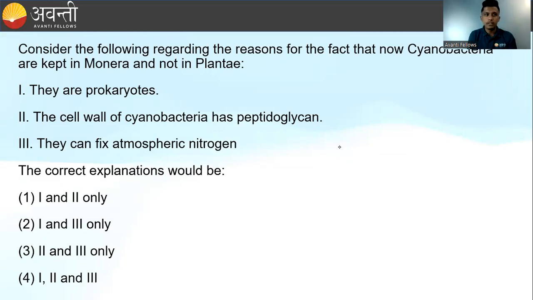Here it is. Consider the following regarding the reasons for the fact that the cyanobacteria are kept in Monera and not in Plantae. Our options are: they are prokaryotes; the cell wall of the cyanobacteria has peptidoglycan; they can fix atmospheric nitrogen. These are the three statements, and the correct explanation would be 1 and 2 only, 1 and 3 only, 2 and 3 only, or 1, 2 and 3. Let us take some aspects that define the characteristic features of prokaryotes, and then we will talk about the cyanobacteria.